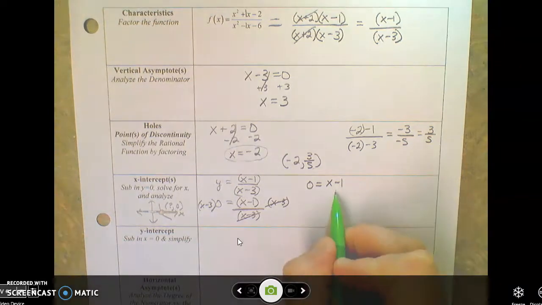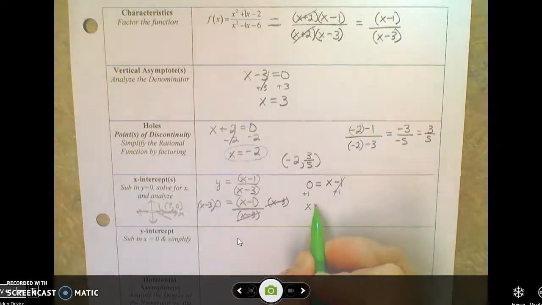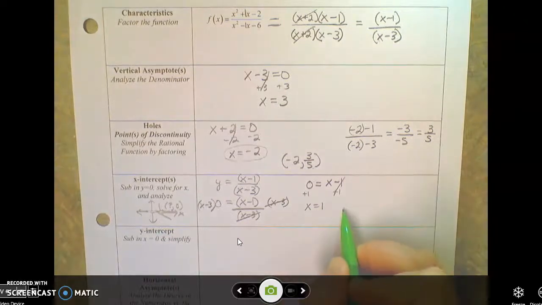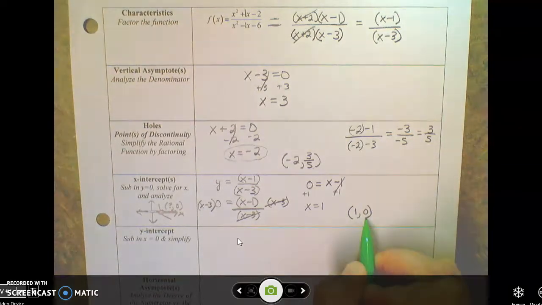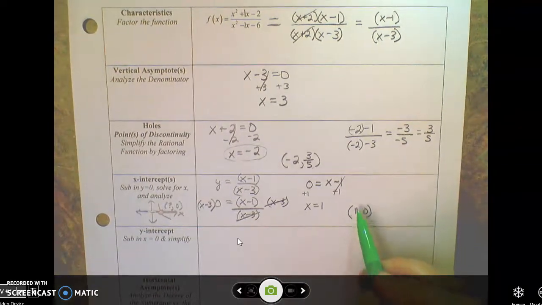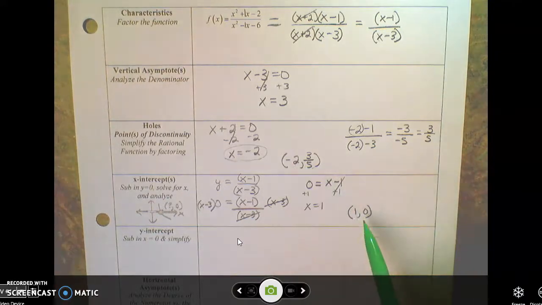So we're going to solve this by adding 1. So we get x equals 1. So what that tells me is that our function has an x-intercept at (1, 0). We already know this doesn't happen where the hole value is, so this value does exist.